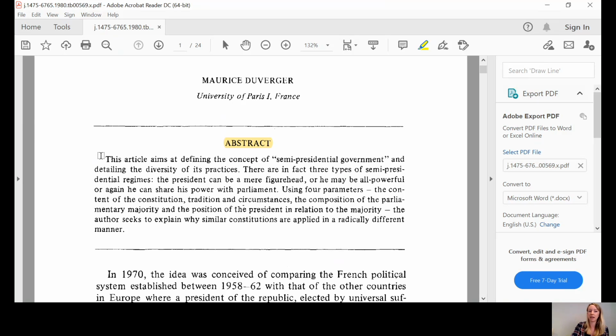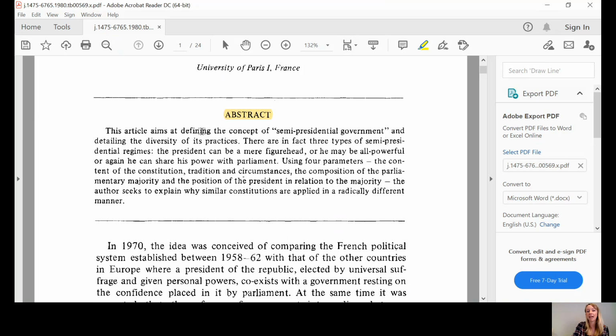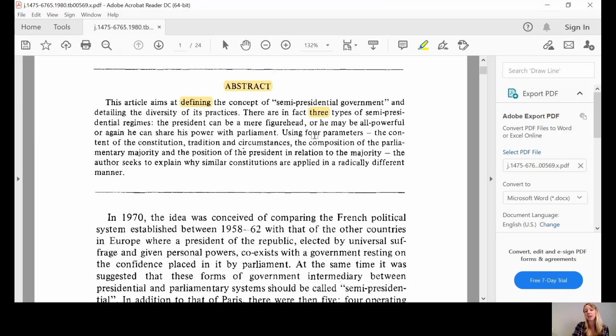While you are reading the abstract, and the rest of the article for that matter, you want to look for key terms. So this article aims at defining. You know that this author is going to be talking about defining the concept of semi-presidential government. As you keep reading, you'll see there are in fact 3 types of semi-presidential regimes. This means the author will go through and talk about 3 different subtypes of semi-presidential regimes. He later uses the word four, so you'll know that he has 4 parameters that he uses to discuss these regime types.